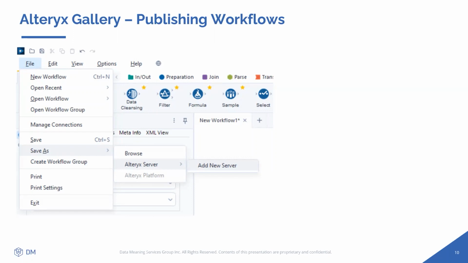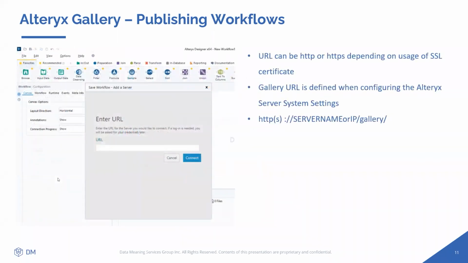So when clicking on there, you will need to include your URL, right? So it can be HTTP or HTTPS, depending on the usage of SSL certificates. And you don't need to worry about that. We're going to be covering that in a later session related to installation and deployment. But for this gallery URL, we need to define that during the installation process.